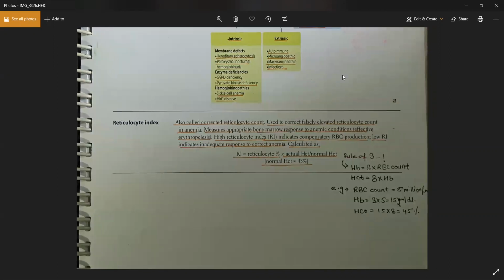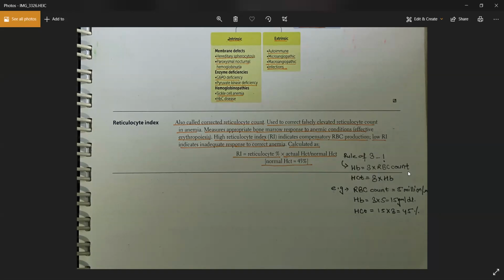Any doubt? No. Oh, thank you. Now you remember the rule of three. Okay, see, you have the RBCs which are around 5 million, right? If you multiply this 5 million by 3, you can have the hemoglobin of 15, right? If you multiply the hemoglobin with 3, you can have a hematocrit of 45%.